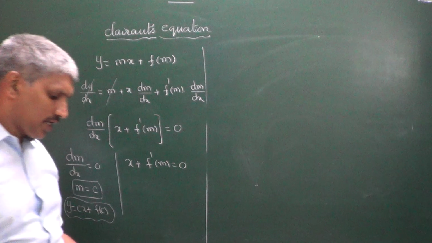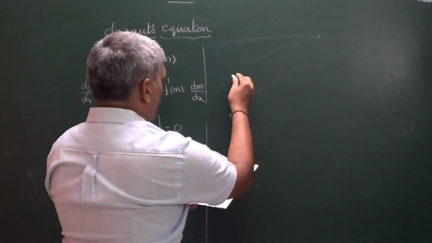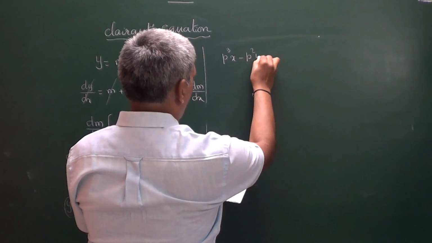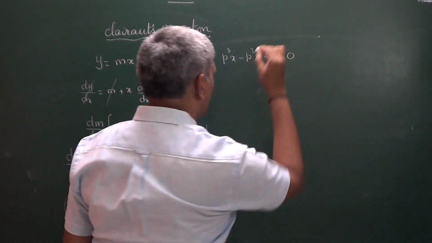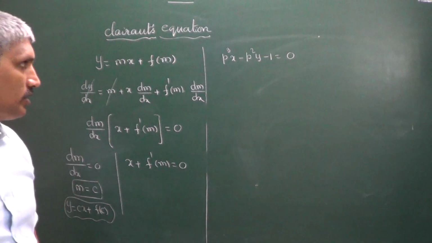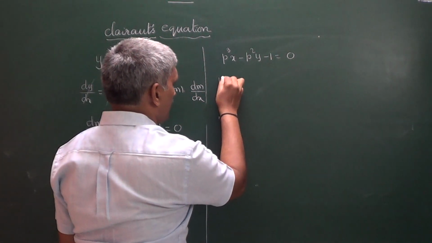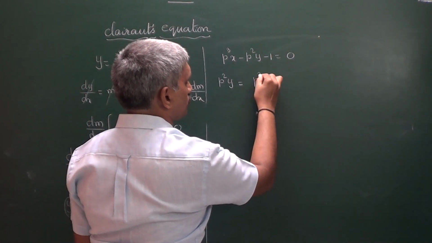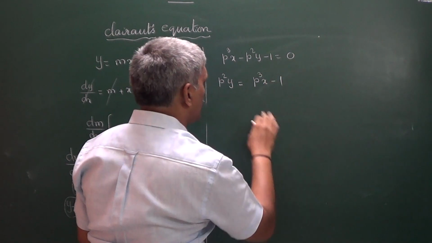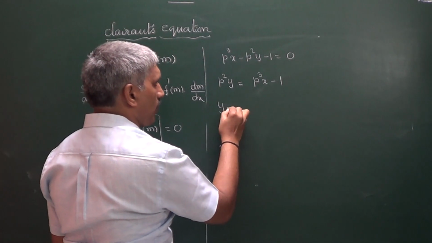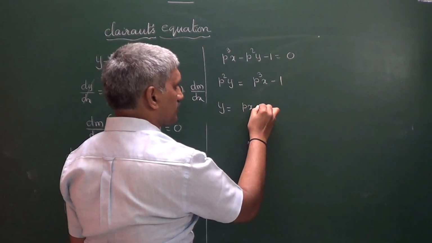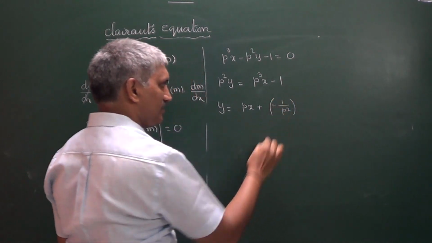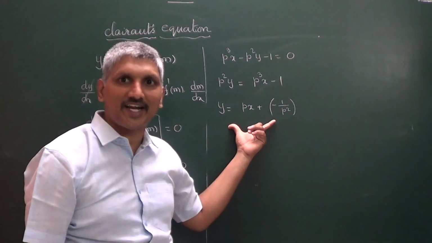So one more question here. The question is given in this way. p cube into x minus p square y minus 1 is equals to 0. That is the given equation. Now I can write here p square y is equals to p cube into x minus 1, right? Now what about y? Y is equals to px minus 1 by p square. Yes, it is in the form of Clairaut's equation.